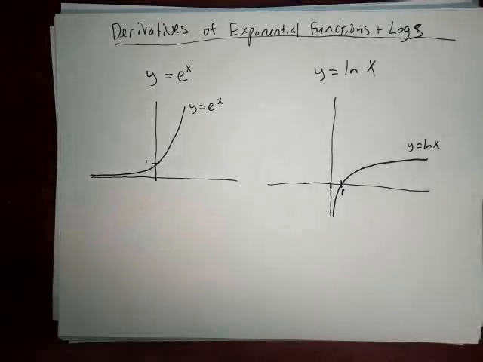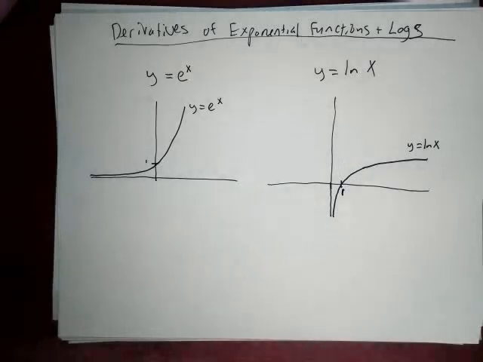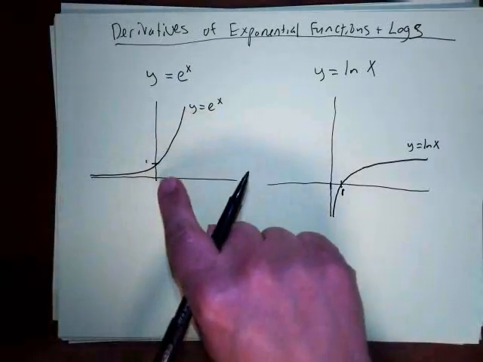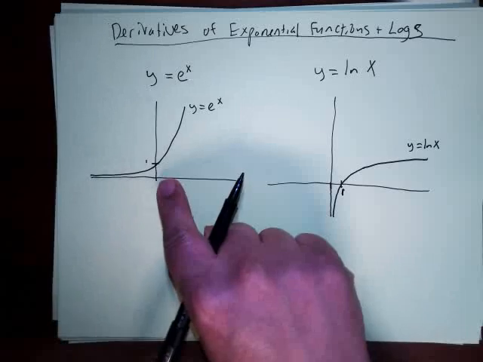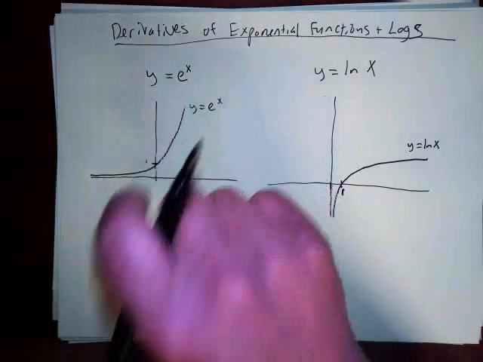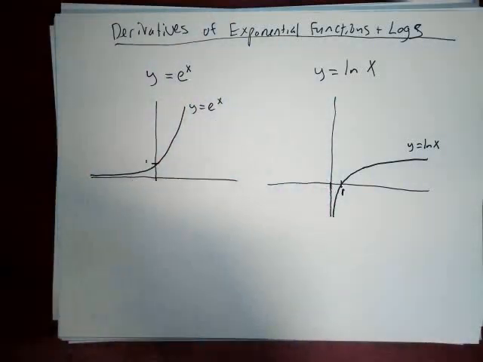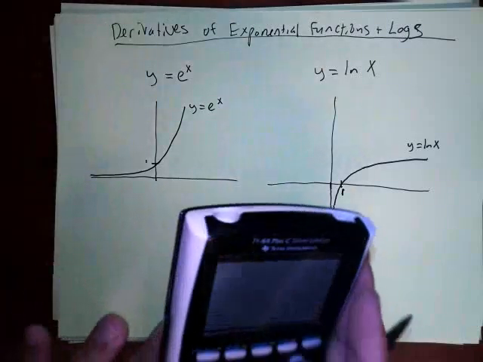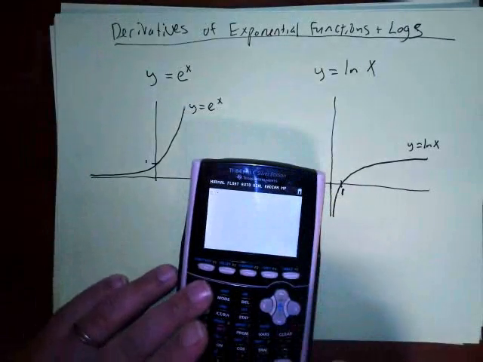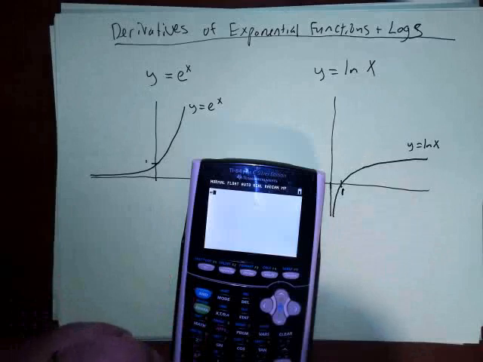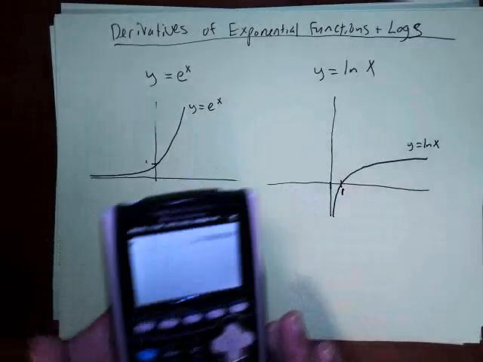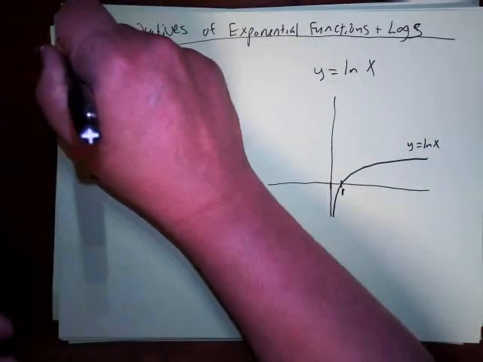Okay, we're now going to look at some basic derivative rules of exponential functions and logs. What I have here is a graph of y equals e to the x, which is an exponential function. Remember, e is the natural base. e is an irrational number, and let me write it down here.